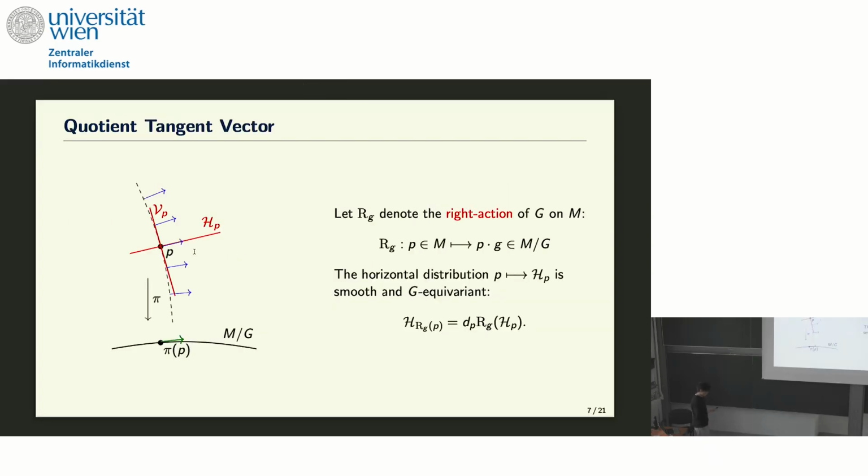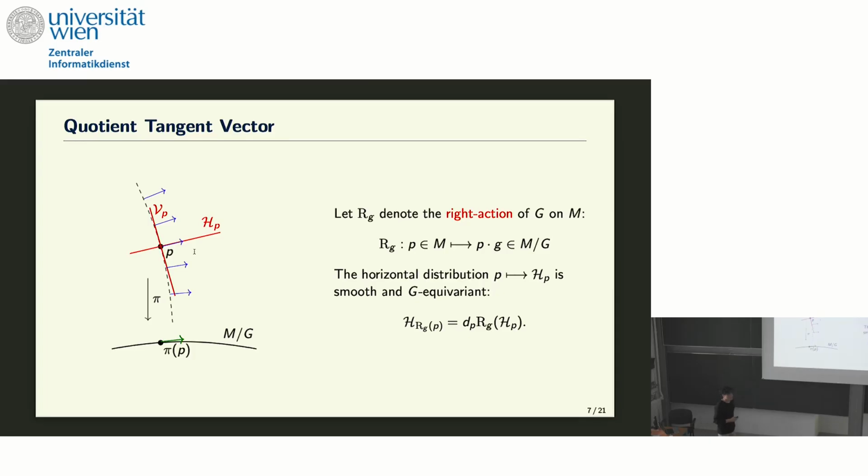So if I have my point in my quotient space here, phi of P, I can look at the fiber above that point, which is simply the orbit of P under my group action. Okay. And this tangent vector here can be identified with this blue vector field, which is horizontal and which projects to this tangent vector.